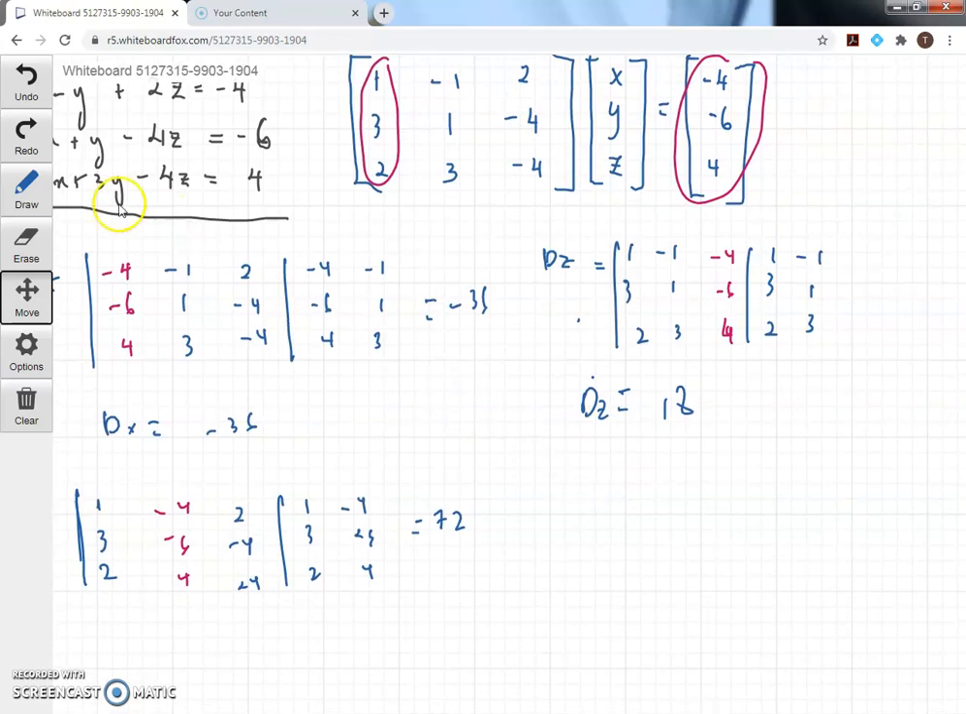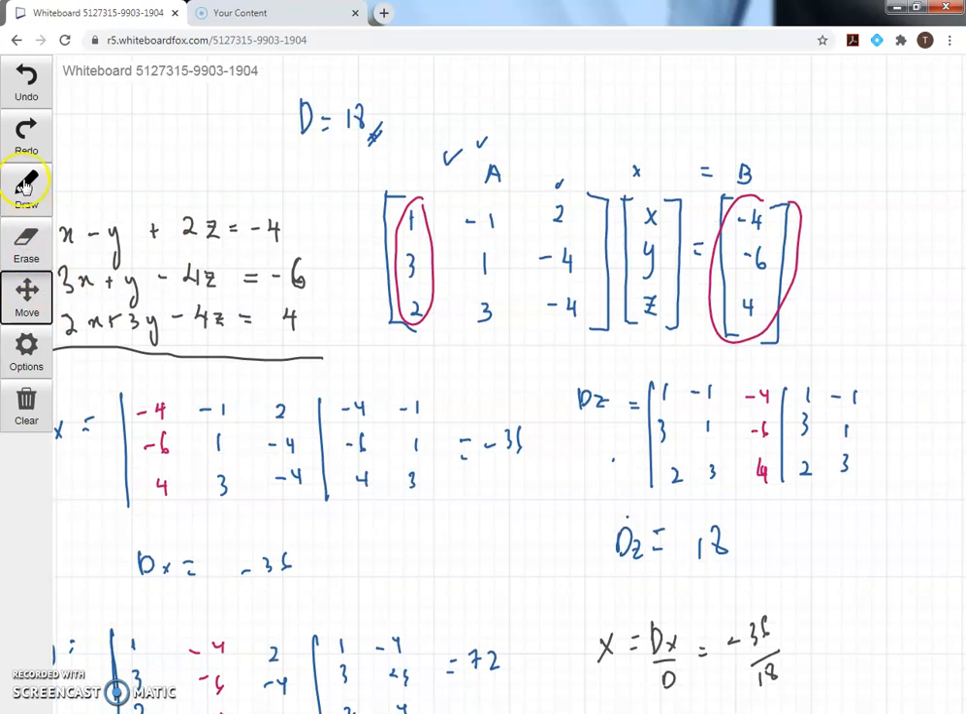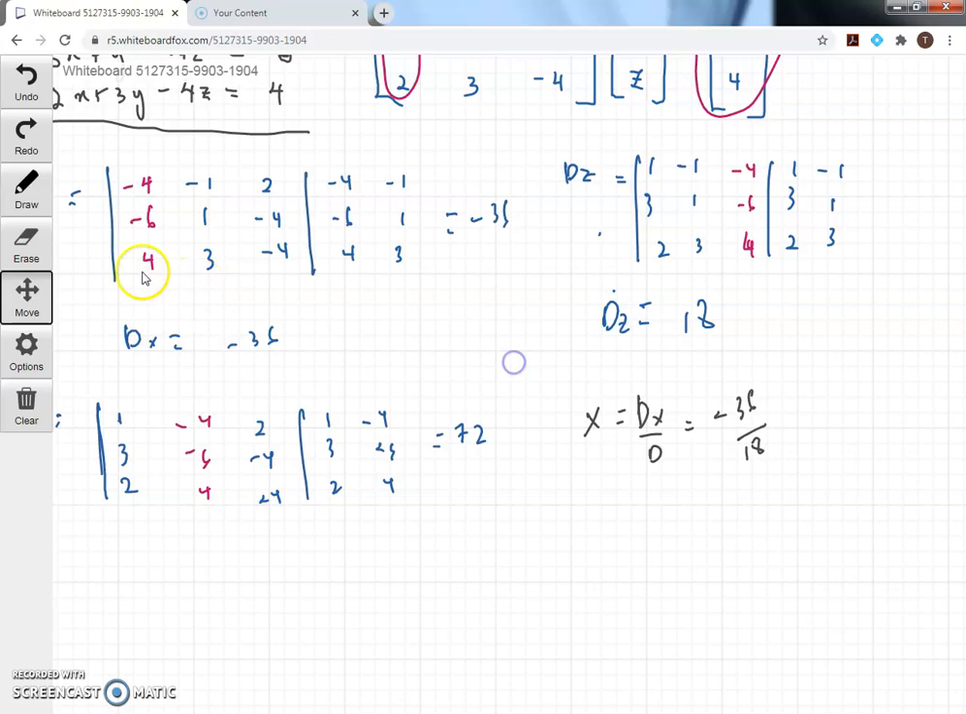To find the value of x, it will be dx over d, which is negative 36 divided by d. D is 18. So we can press the calculator: negative 36 divided by 18, and you are supposed to get negative 2.